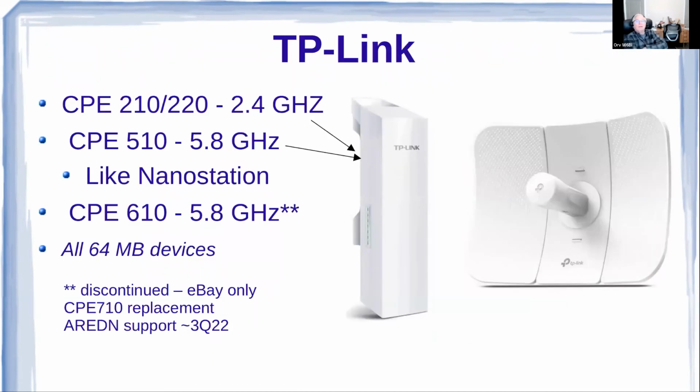TP-Links work really well. I don't know why they're not as popular as they are here. CPE 210, 220 are 2.4 gigs. CPE 510 is 5.8 gigs. They have more RAM. I'm not sure what the CPU speed is. CPE 610 is for 5.8 gigs. It was discontinued about a year ago. You can find it on eBay. Works very nicely. CPE 710 is the replacement. AREDN is rolling support for it, and I will talk about that later, but it should be later in this year.